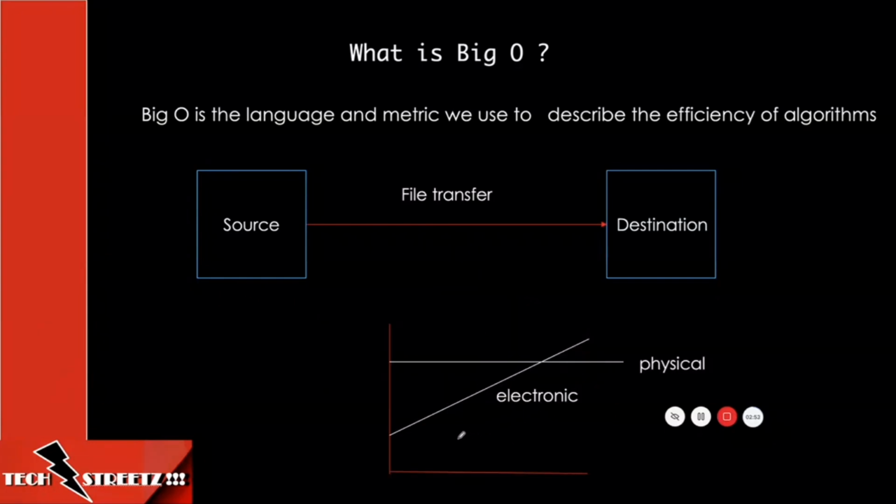When you try to give that file to your friend electronically, as the file size increases, the time is also increasing. But when you try to give it to your friend physically, the time is constant. Whether you are carrying a 1 TB file or a 1 petabyte file, it doesn't matter. The time is constant. In computer science, this is called time complexity. Let's understand what is time complexity.